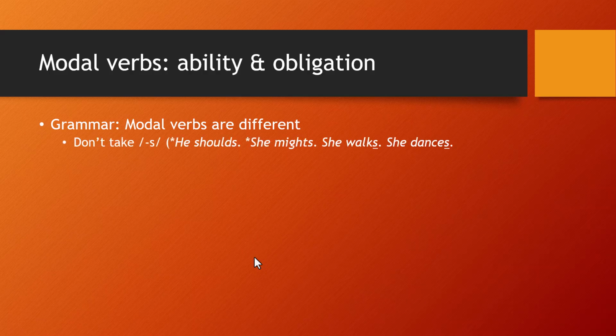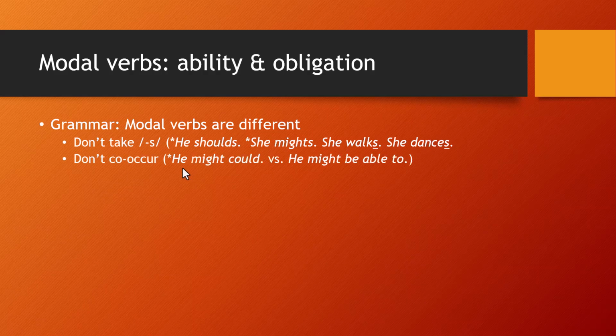For instance, they don't take S, right? So you'd say I have, you have, he has, right? Or I work, you work, he works. Not in English, right? So not with the modal verbs. You can't say "he shoulds" or "he mights" or something like that. But as we pointed out already with main verbs, it's possible.